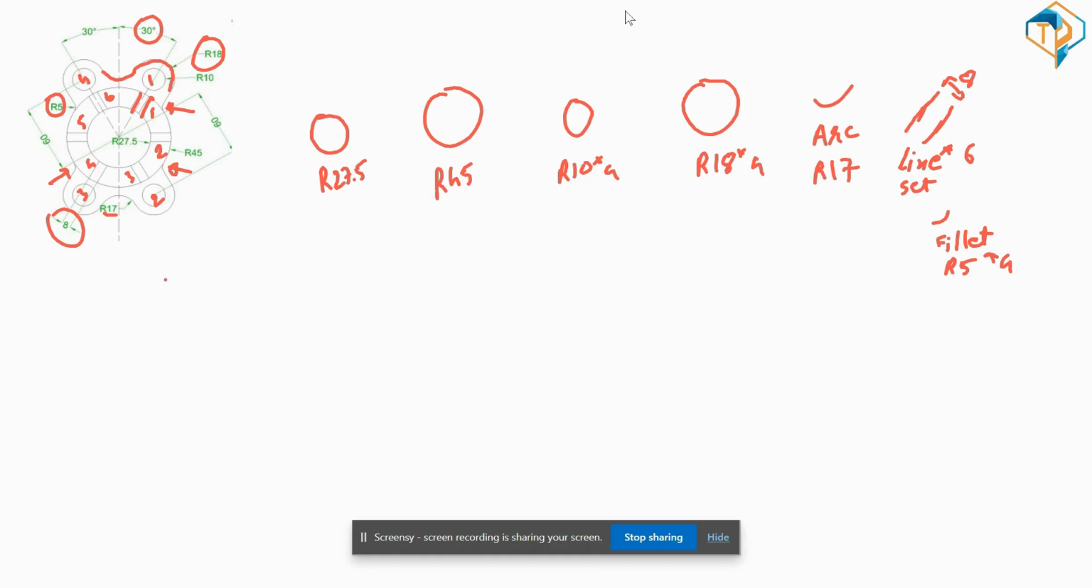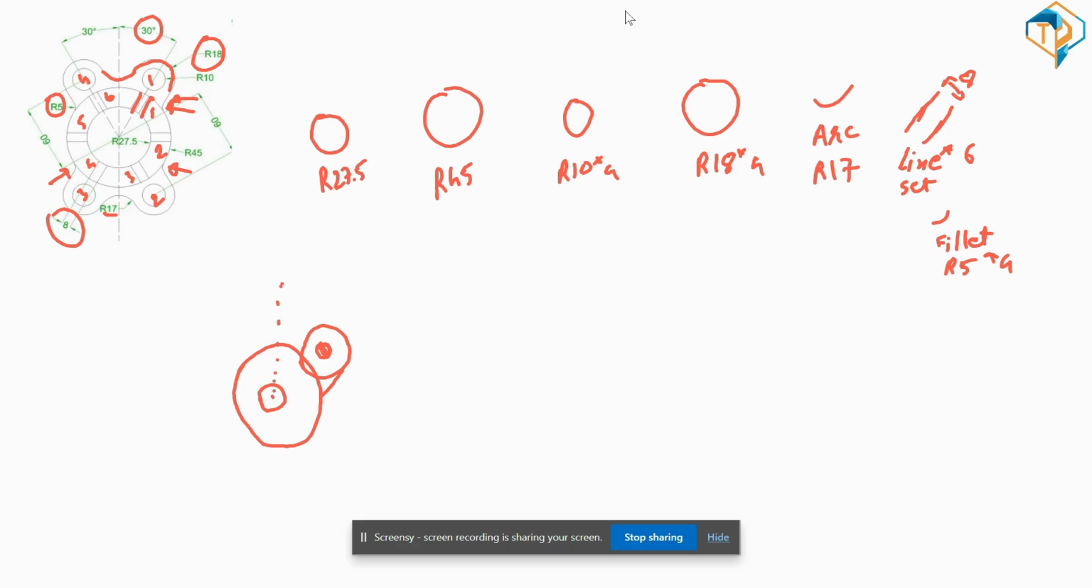So how will we start the drawing? Firstly I will draw a circle of 17.5, 27.5, sorry. Then 45, then R10, then R18. Then I will draw a tangential line for this one. Then this arc will be drawn on a center line.